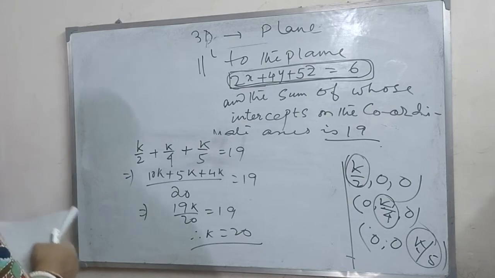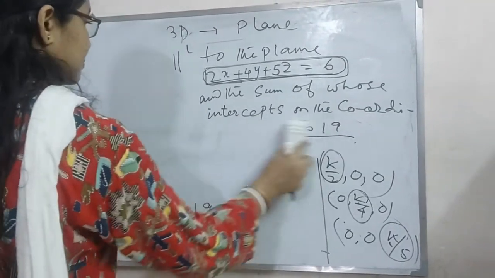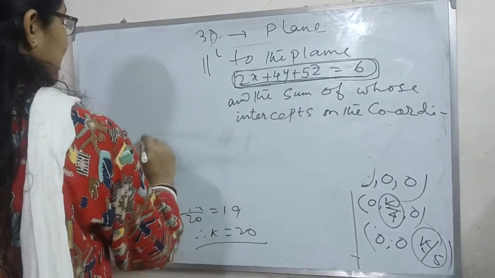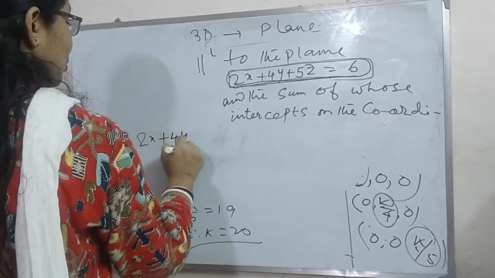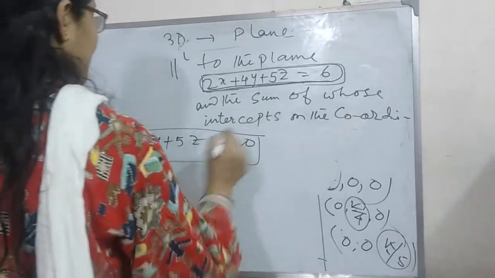So the equation of the required plane is 2x plus 4y plus 5z equal to 20. This is the required equation of the plane.